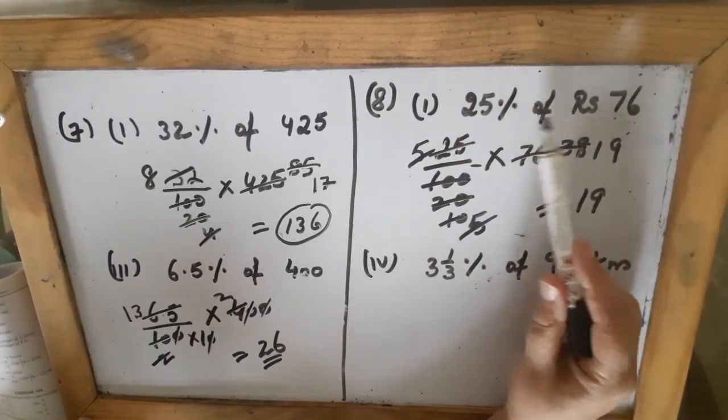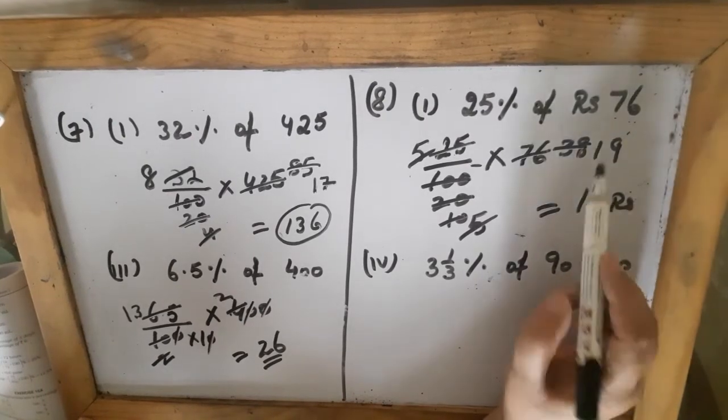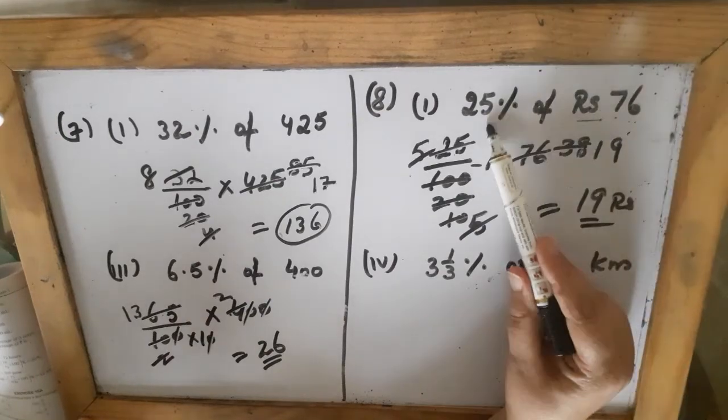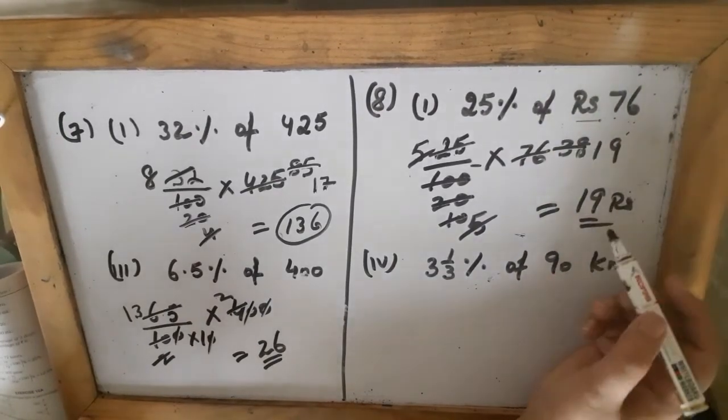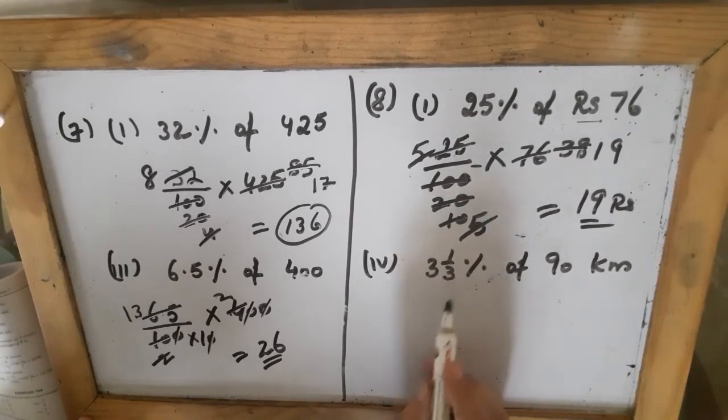So what is 25% of rupees 76? It is rupees 19, because the question is in rupees, the answer also will be in rupees. So what is 25% of 76? It is 19 rupees. Now 3 1 by 3, this mixed fraction, convert this into an improper fraction.